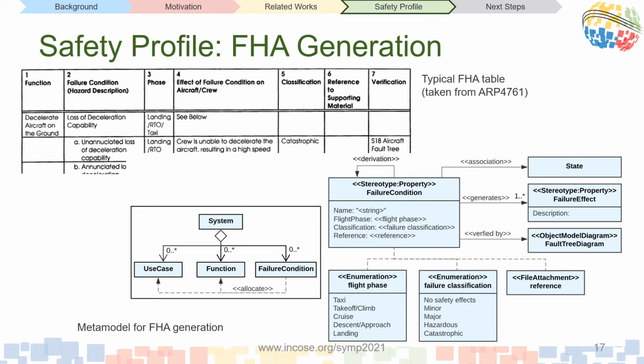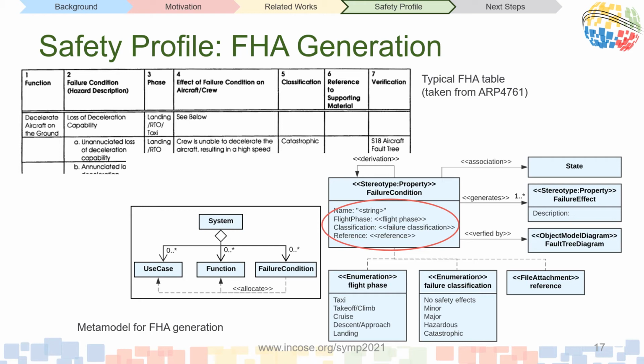Now I'm going to briefly go through how this safety profile is specified. So by using the contents of a standardized FHA table shown in ARP 4761, the column headings were used as a basis for the extension of the profile in order to ensure that the generated FHA would satisfy industry standards. So for each use case or function of interest, the information needed to populate each row of the FHA can be extracted from the failure conditions allocated to it. Subconditions can also be modeled and extracted with the derivation link. The attributes within the failure condition property can then be used to populate the rest of the table.